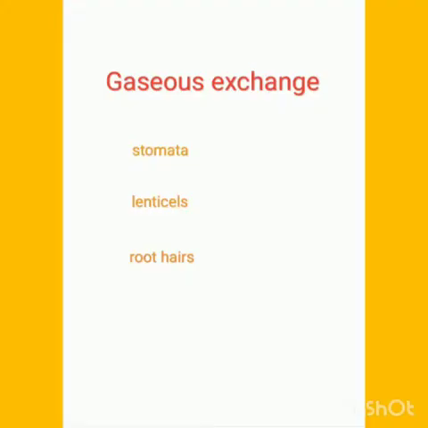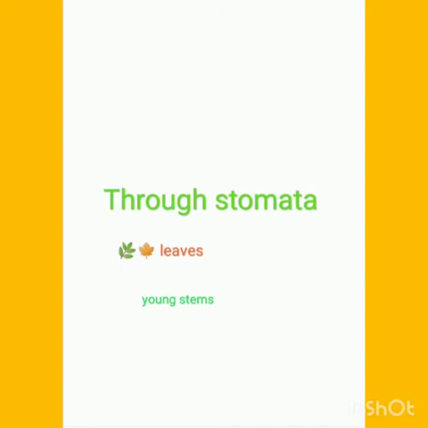Now, coming to the next topic, gaseous exchange in plants. It happens by three means. One is stomata, other is lenticels, and the third one is root hairs. There are three places from where gaseous exchange takes place in plants. Plants don't have any specialized respiratory system. Each and every part of a plant is involved in the gaseous exchange. In leaves and young stems, there is the presence of stomata which help in the gaseous exchange with the atmosphere.